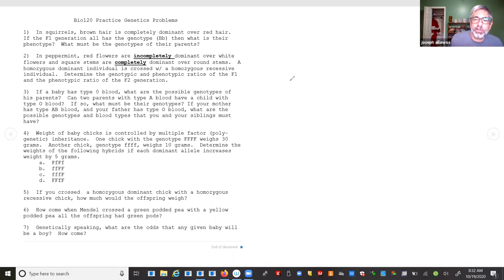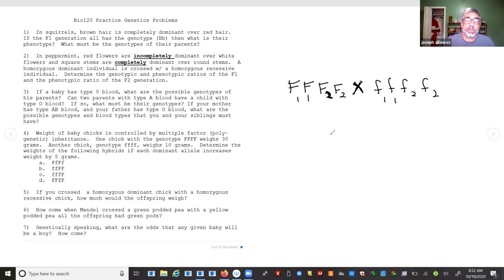And we have a homozygous dominant one, all big F's. And we're going to cross that with a homozygous recessive one, all little F's. And we want to know how much their little baby chicks are going to weigh if we breed these two chickens. So now this is actually something that might be relevant because there's a market for buying and selling little baby chicks, right?